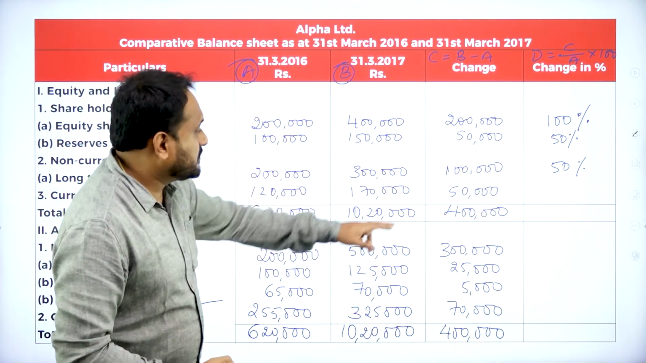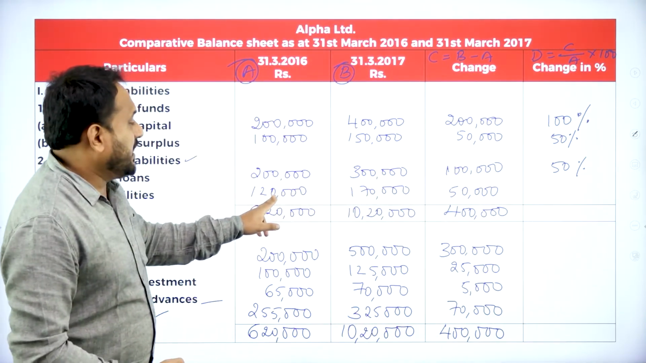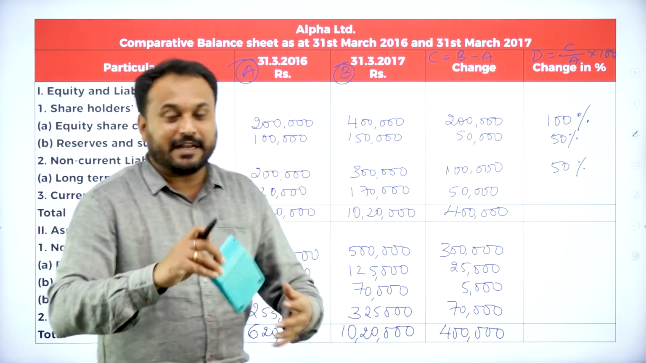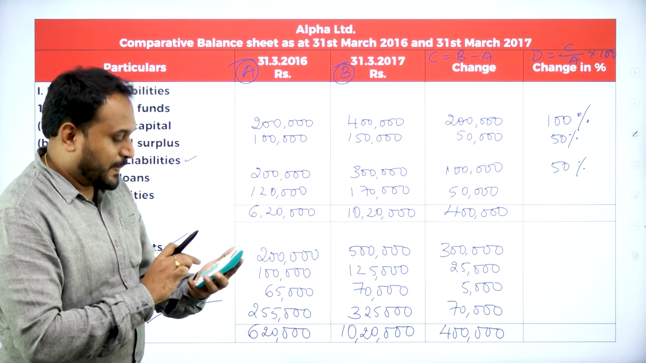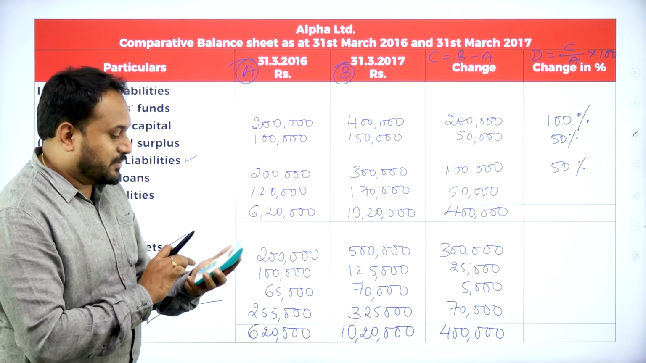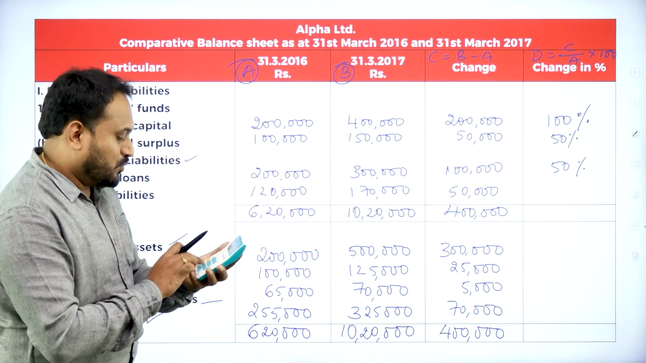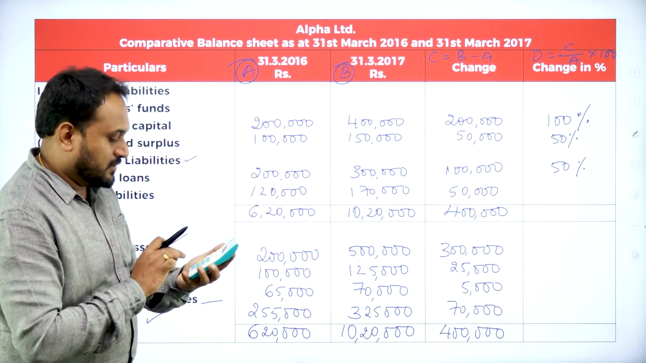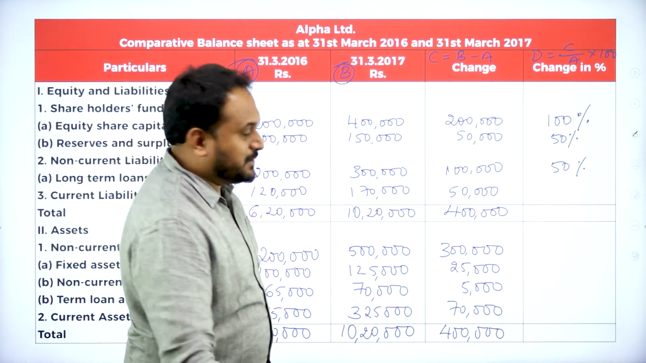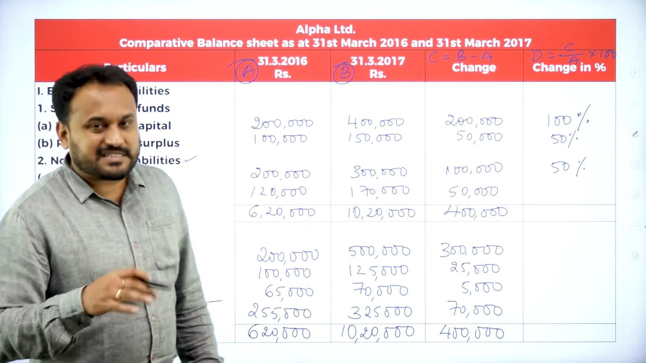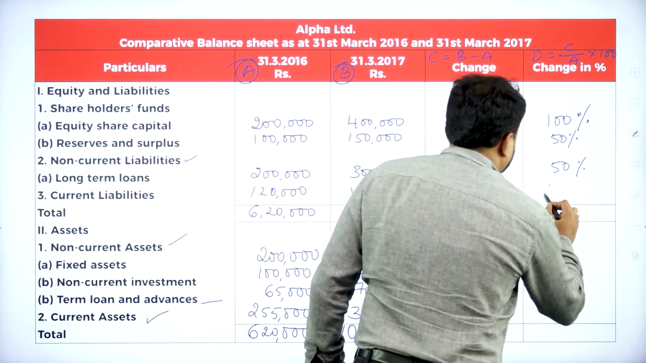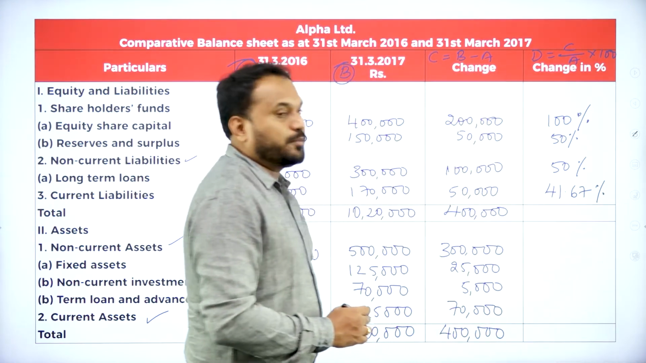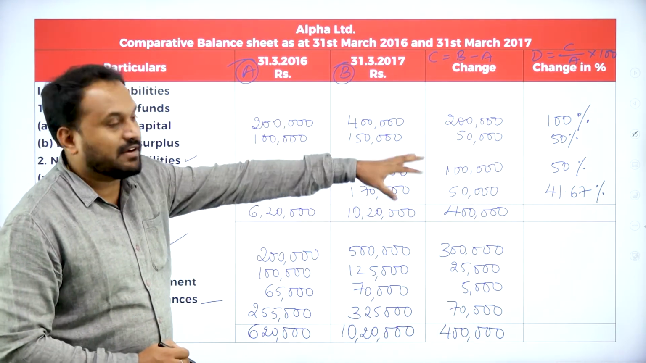Done. Next here, 50 divided by 120. Now here, please use a calculator. I'm telling you, what you should do is 50,000 divided by 1,20,000 into 100. Now 41.66%. So you can actually make it 41.67%. No issues. Hope you people are able to understand how exactly we have done this.